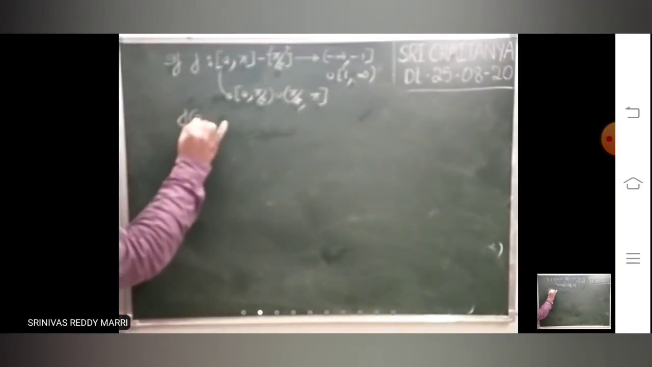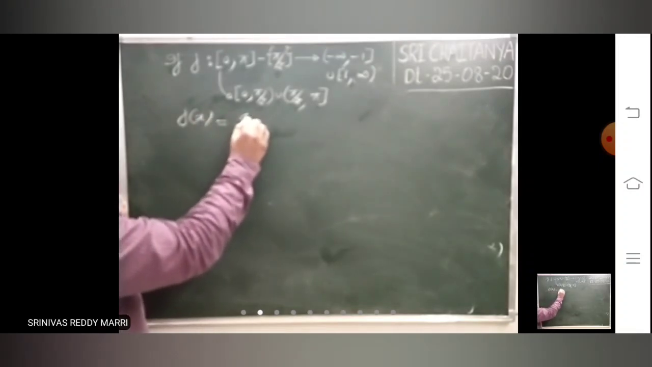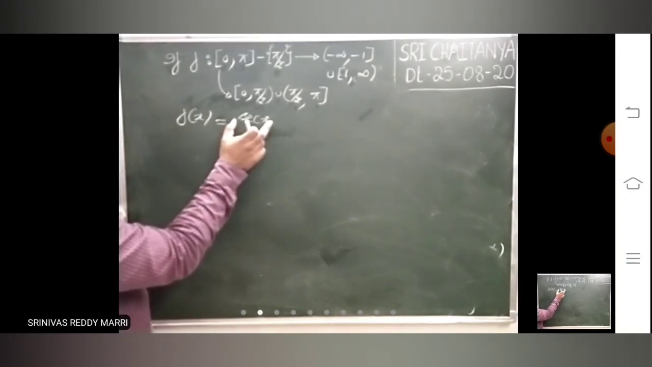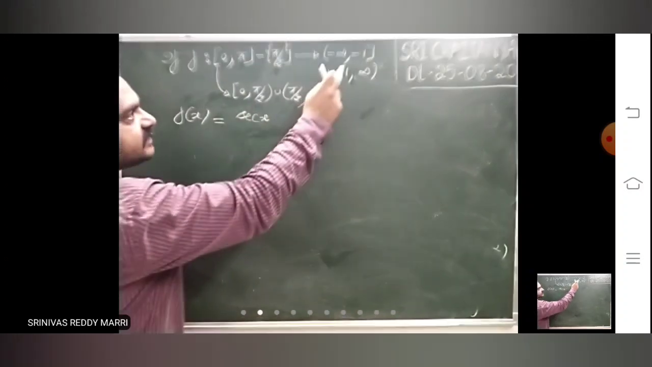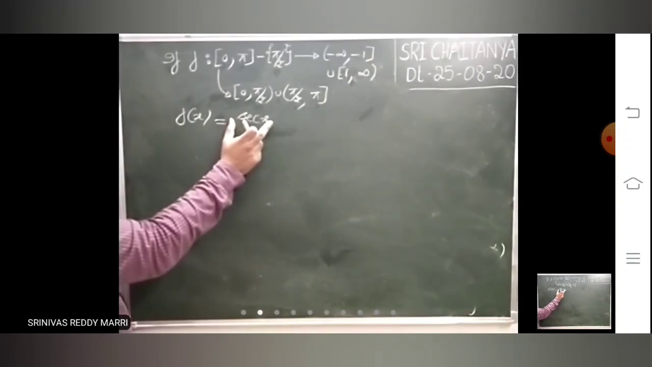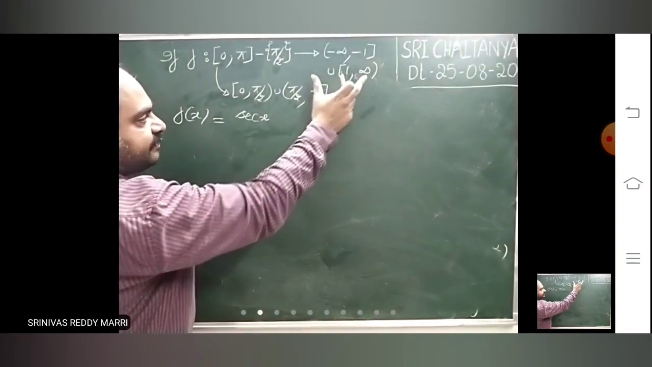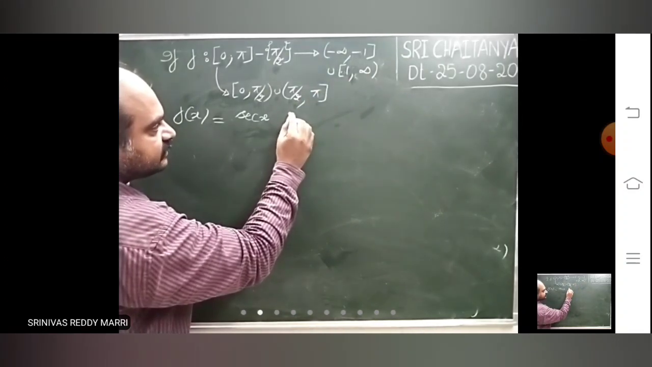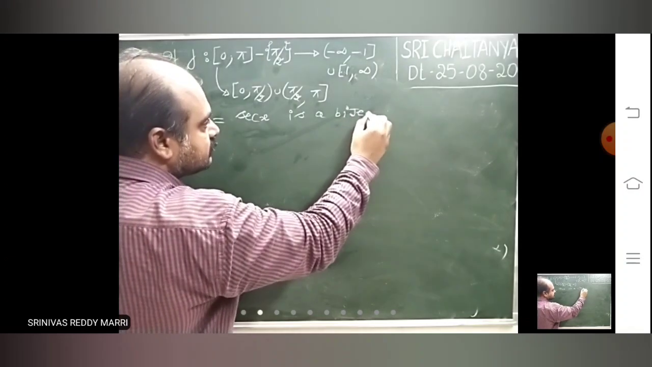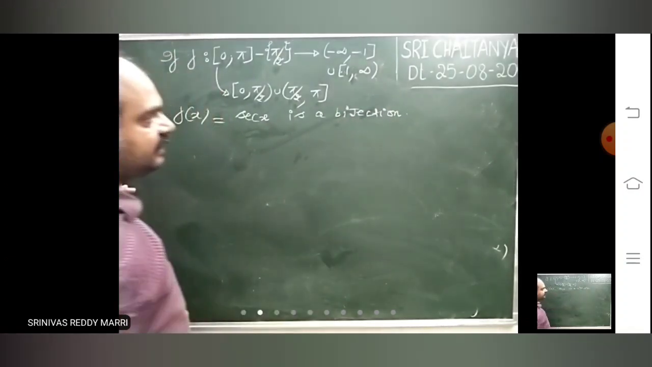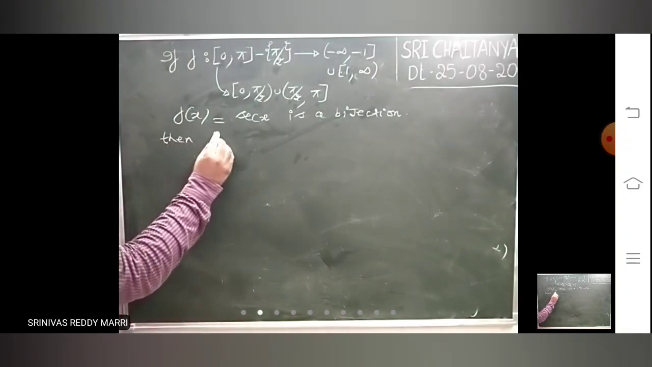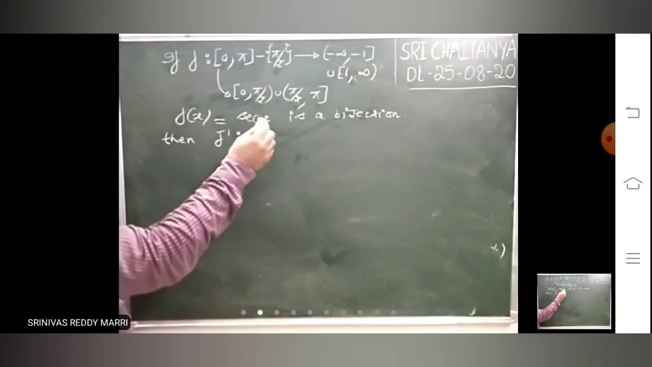Suppose I am defining f of x equal to secant x. Look at the range of secant x. Secant x will always be less than or equal to -1 or greater than or equal to 1. It will never lie between -1 and 1. This is the secant x range. So therefore, if we define it like this, it will be a bijection, right?